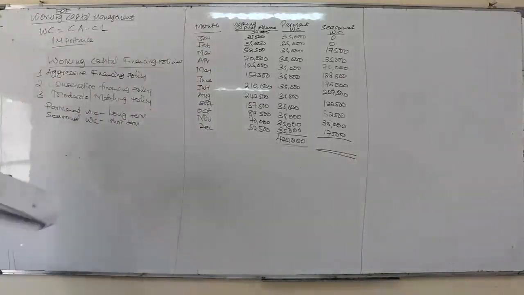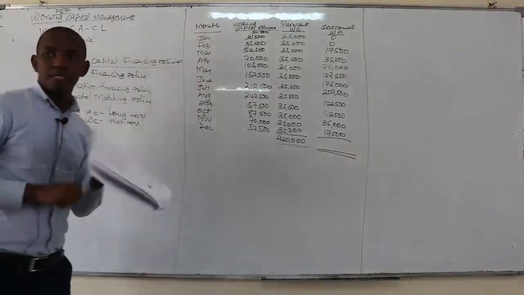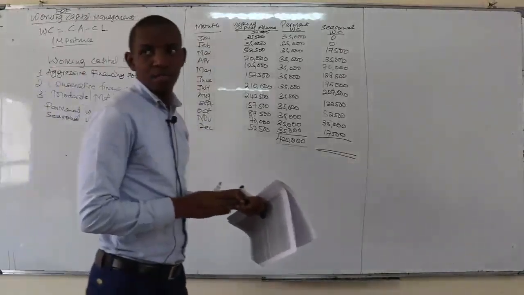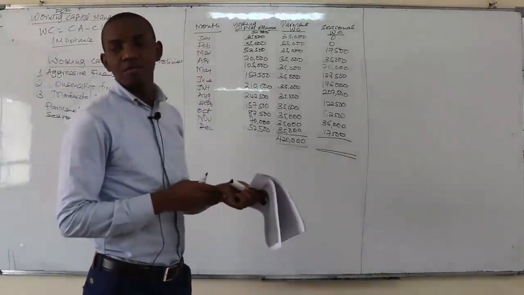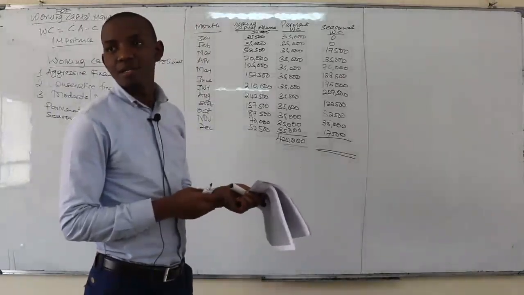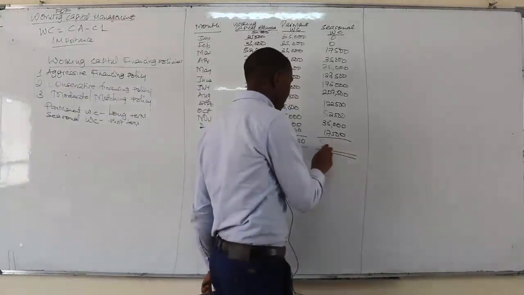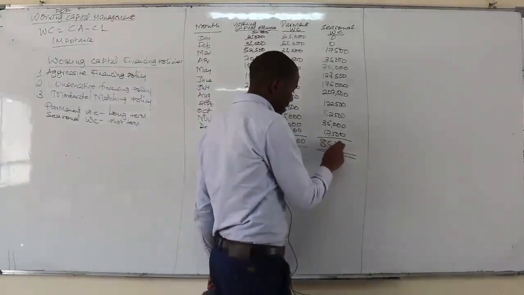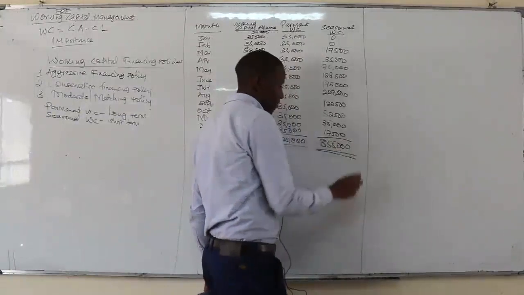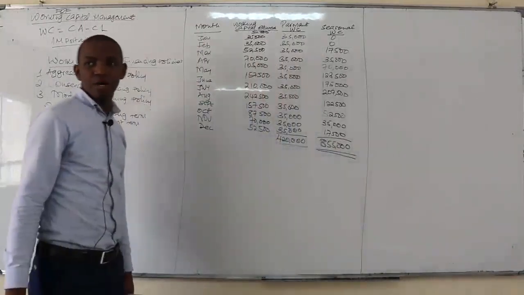You got in how much? 8,000. You got in how much? 855,000. Yes, it's supposed to be 855,000. And that is for the seasonal working capital.